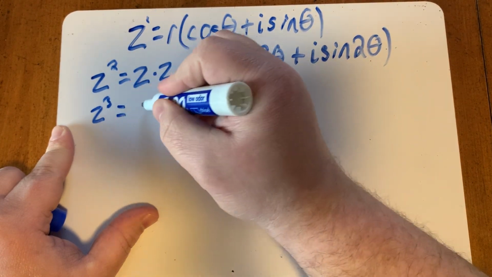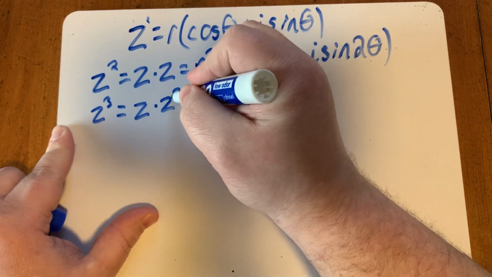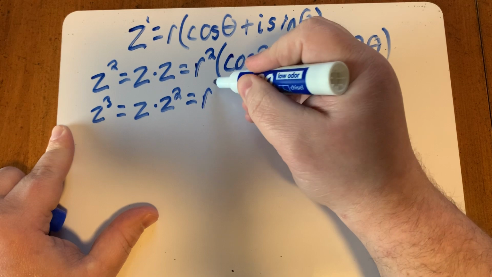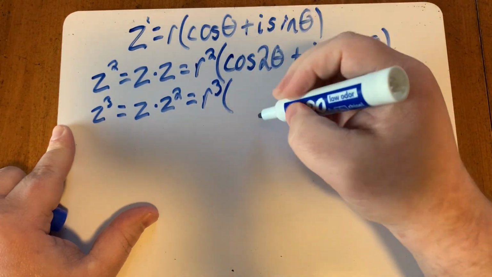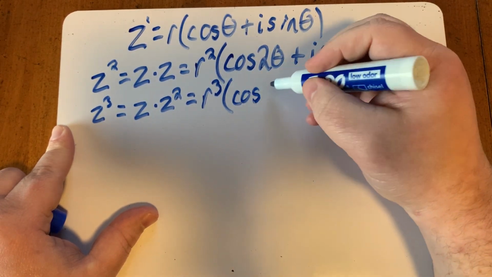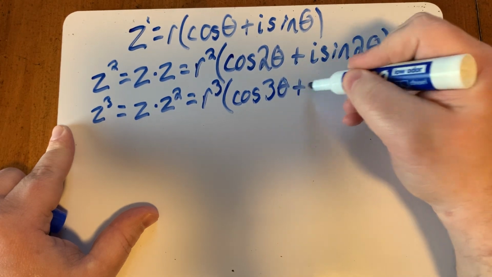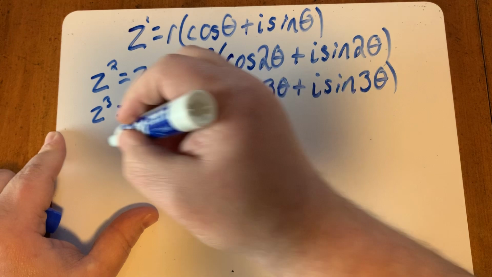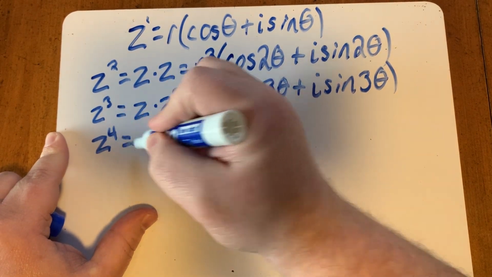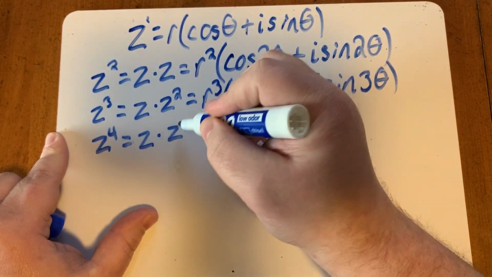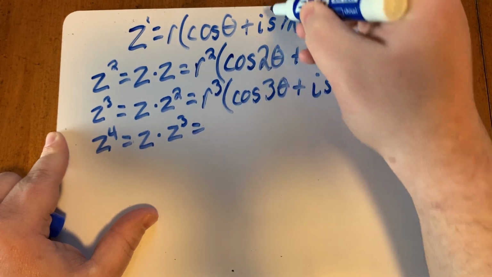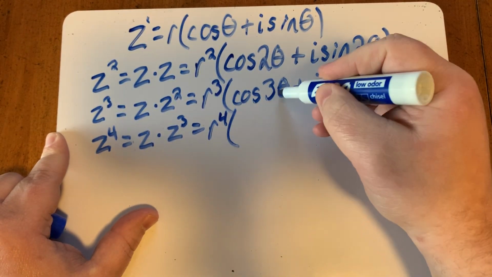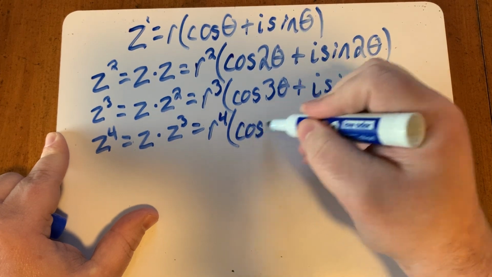If we did z cubed, that's just z times z squared, so it's the product of these two. r times r squared is r cubed. Add the angles. 2 theta and theta is 3 theta. If we had z to the fourth, that's just z times z cubed. So it's this one and that one. r cubed times r is r to the fourth. Add the angles.